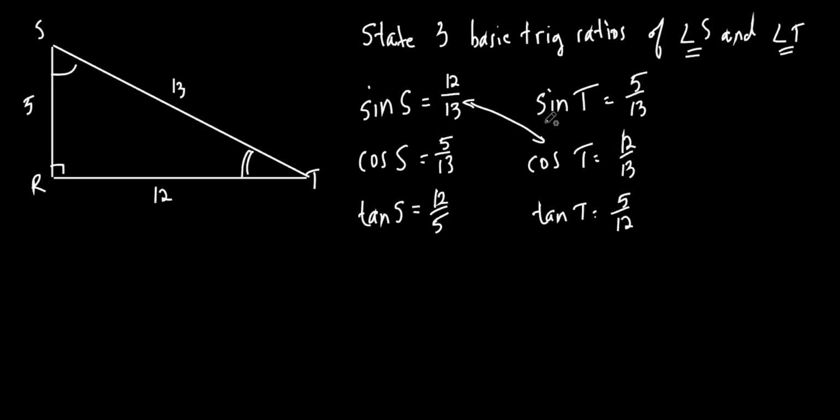Okay. Look at this. The cosine of the angle S is the same exact thing as the sine of angle T. So again, the cosine of one is equal to the sine of the complement of that angle. All right? Because S and T are complements. Look at the relationship between the tangents. They're inverses of each other. 12 over 5, 5 over 12. Okay? So the tangent of one angle is the inverse of the tangent of the other.